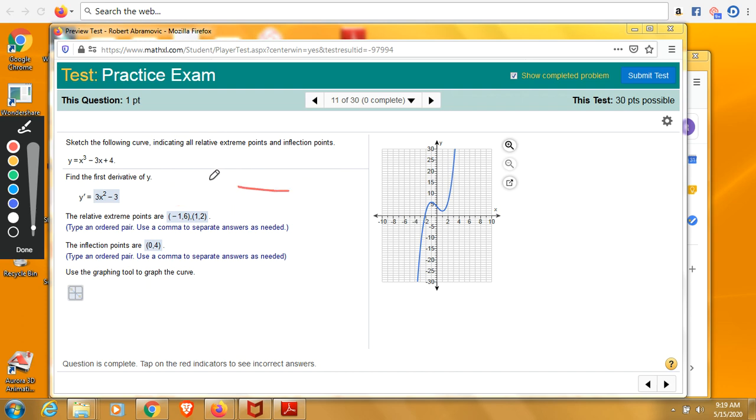If we look at y double prime, or f double prime, when x is less than 0, pick your favorite number less than 0. Remember, y double prime was 6x. We get a negative number when x is less than 0, and a positive number when x is larger than 0. So negative, positive. And therefore, the graph changes from concave down to concave up precisely when x is equal to 0. When x is equal to 0, the output is positive 4.